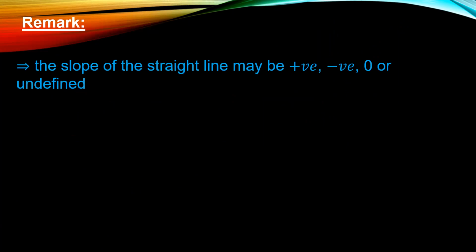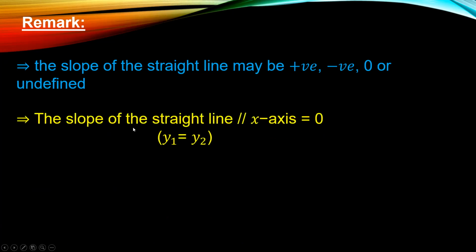Here are some remarks. Number 1, the slope of the straight line may be positive, negative, 0, or undefined. Let's see. If the straight line is parallel to the x-axis, the slope equals 0. And this means that y1 equals y2. Again, the slope of a straight line parallel to the x-axis equals 0, and this also means that y1 equals y2.